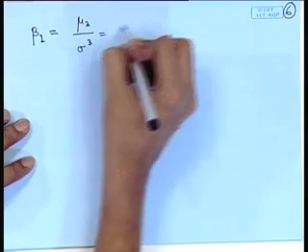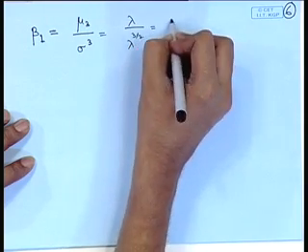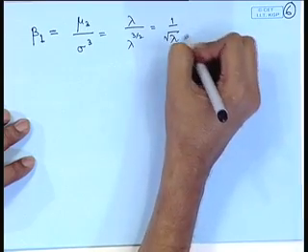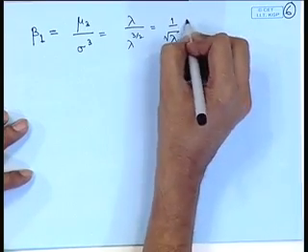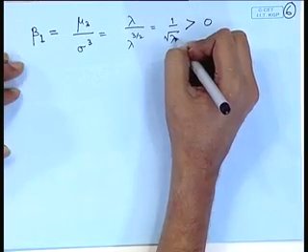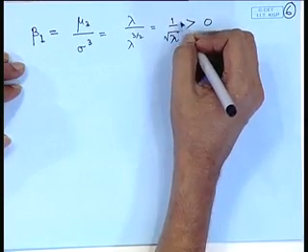So, if we substitute it here, we get lambda divided by lambda to the power 3 by 2, that is equal to 1 by root lambda. Naturally, since lambda is a rate, it is a positive parameter. So, this is greater than 0. However, you can observe that as lambda increases, this will converge to 0.